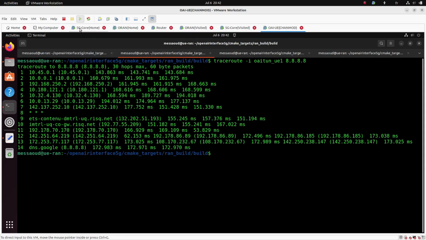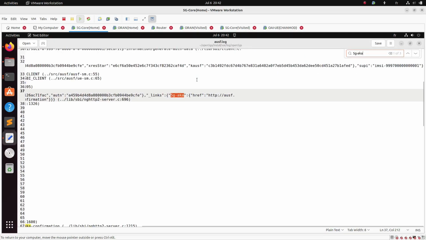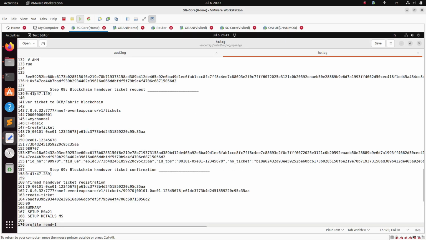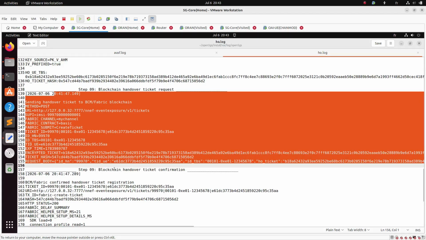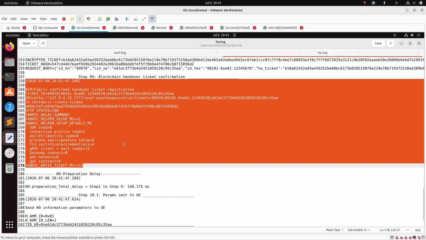Following the access protocol, the UE first registers using the standard 5G AKA procedure. You can see the authentication vector in the AUSF logs. Then it generates a handover ticket and stores it on the blockchain. You can see the block commit details in the handover log file. This is what we call the pre-handover preparation.